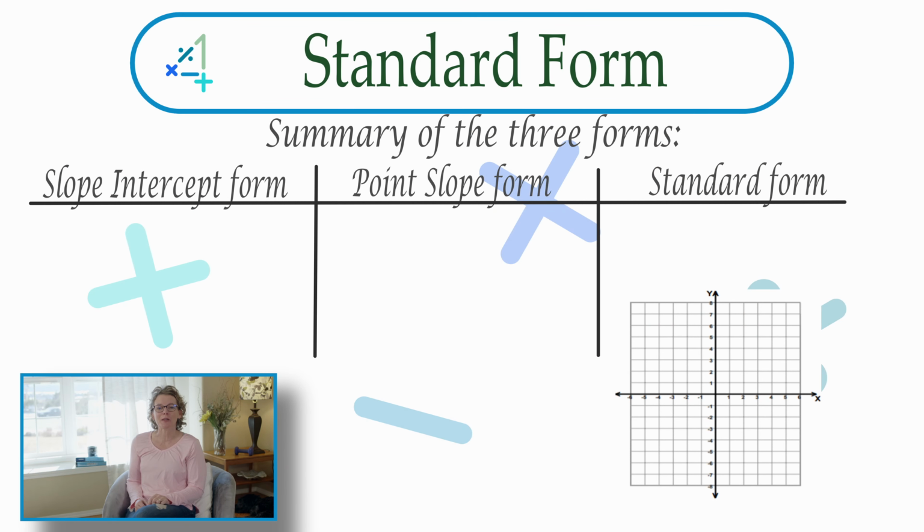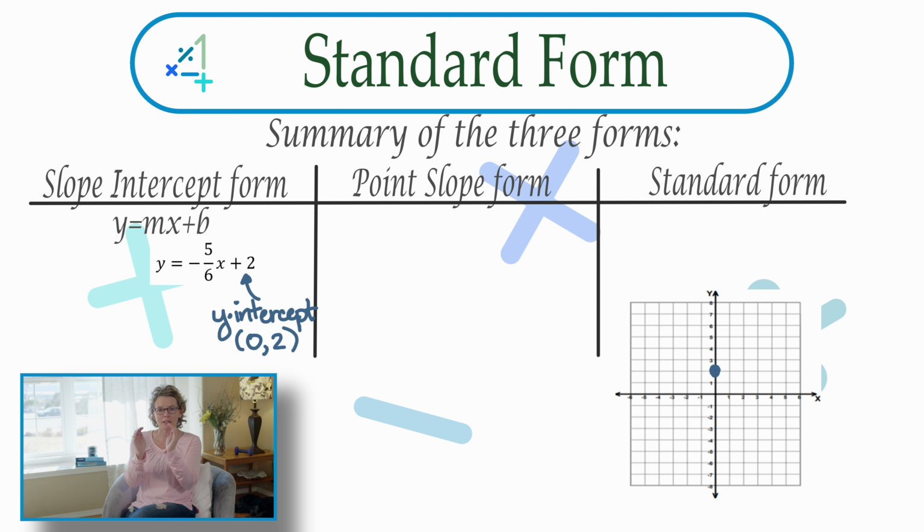First up is slope-intercept form. You should know that it is y equals mx plus b. An example is y equals negative 5/6 x plus 2. I'm going to venture to say this is the most useful and popular form of a line. It tells us the super critical y-intercept, (0, 2), and the slope is readily available at negative 5/6. We can see that the line starts at 2 and goes down from there.